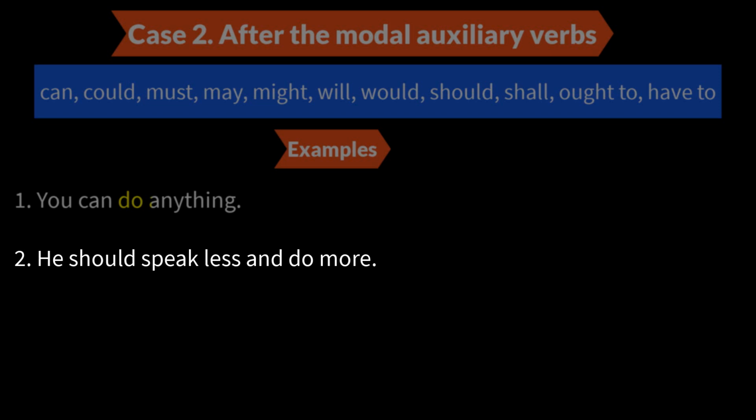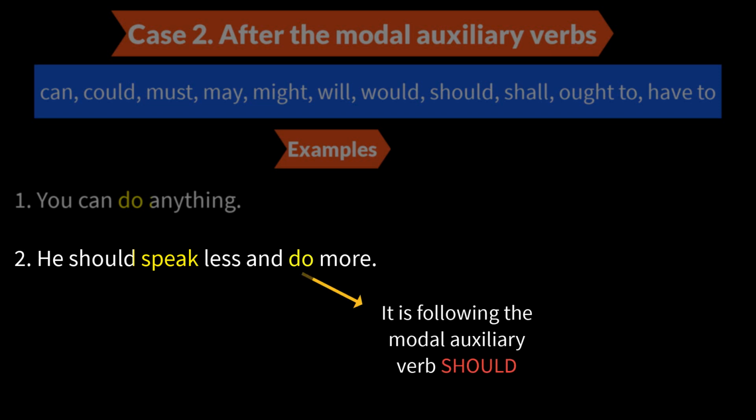He should speak less and do more. What is the infinitive here? Simple, speak. He should what? Speak less and do more. Do is also our zero infinitive because we just combine two sentences together. I could have said he should speak less and he should do more, but I did not do that. I saved some words, right? I made it look easy, right? So he should speak less and do more, where speak and do are zero infinitives.